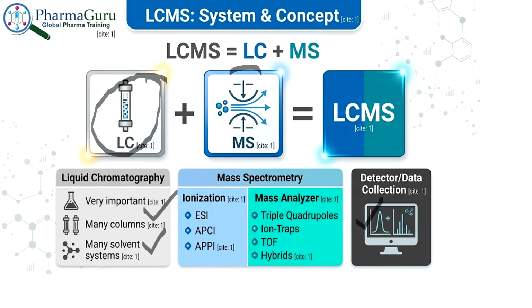MS represents mass spectrophotometer. It provides mass of the separated analytes. It contains several components like ionization chamber, mass analyzer and detector, etc. This is the basic mechanism of the LCMS.